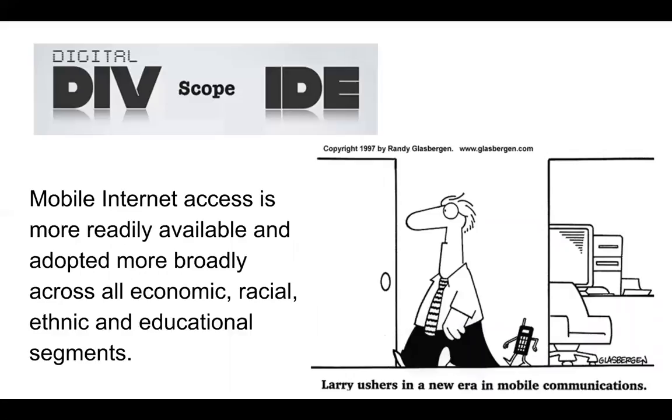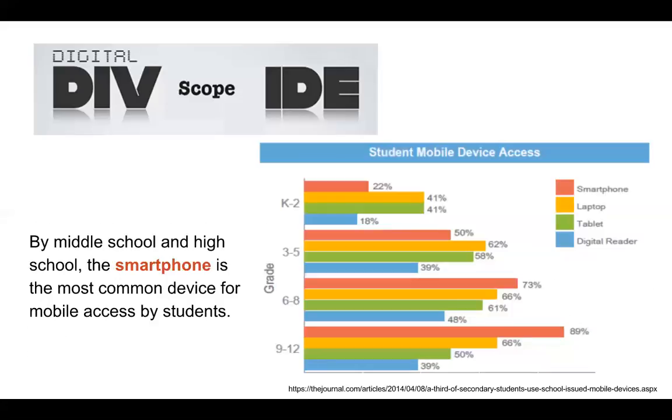So mobile internet access is more readily available and adopted more broadly across all economic, racial, ethnic, and educational segments. This data shows that mobile devices are the lifeline of American public students' lives.